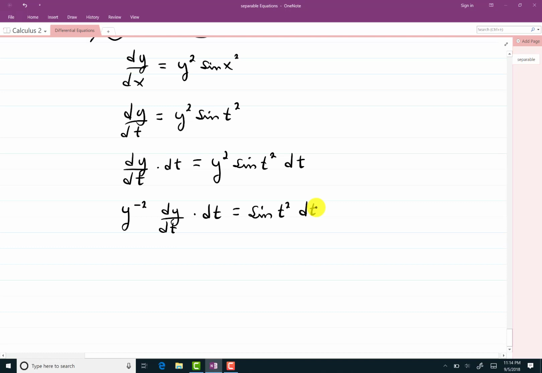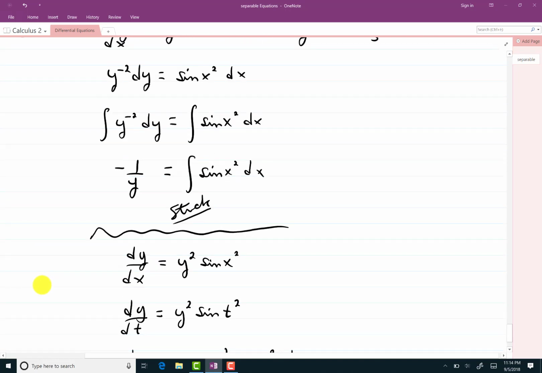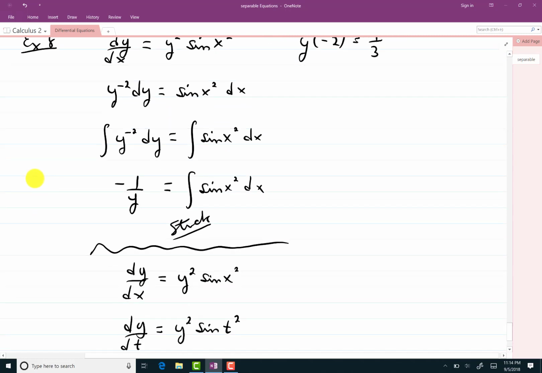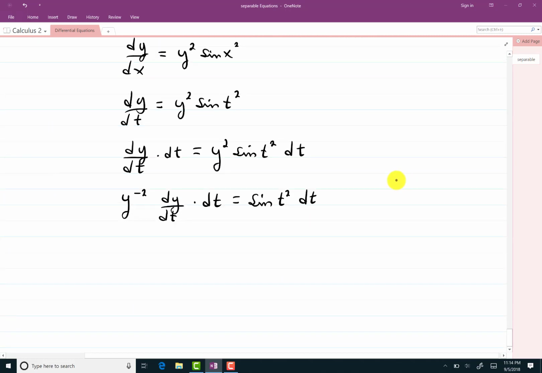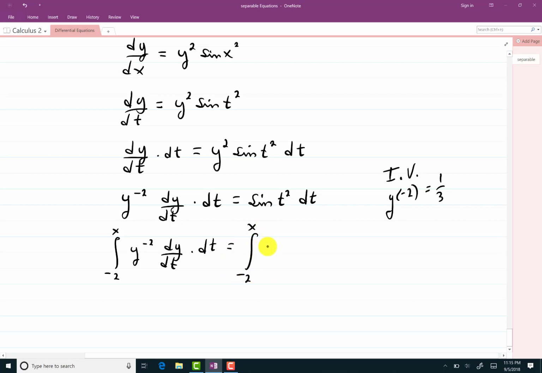Now, I want you to think about something. We were given as an initial value y of negative 2 equals 1/3. Remember the initial value, IV, y of negative 2 equals 1/3. Check this out. What I'm going to do in my next step is integrate from negative 2 to x, y to the negative 2, dy over dt times dt, and I have to do exactly the same thing on the right: negative 2 to x, sine of t squared dt.